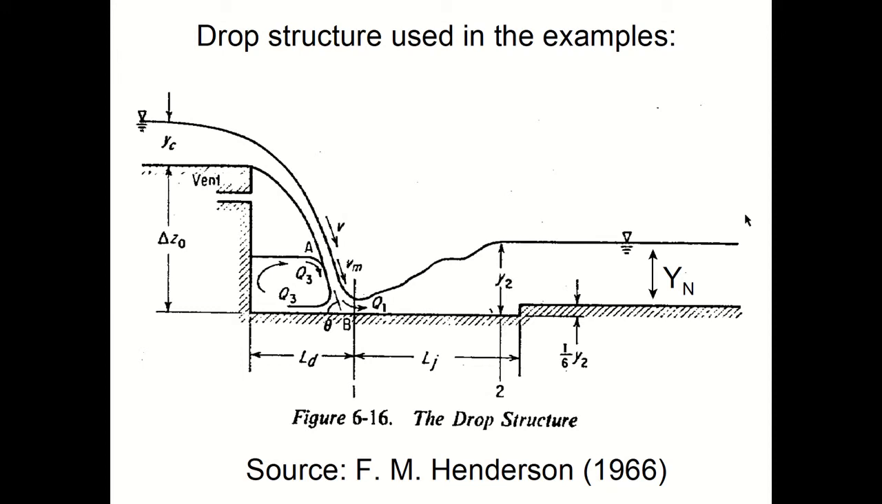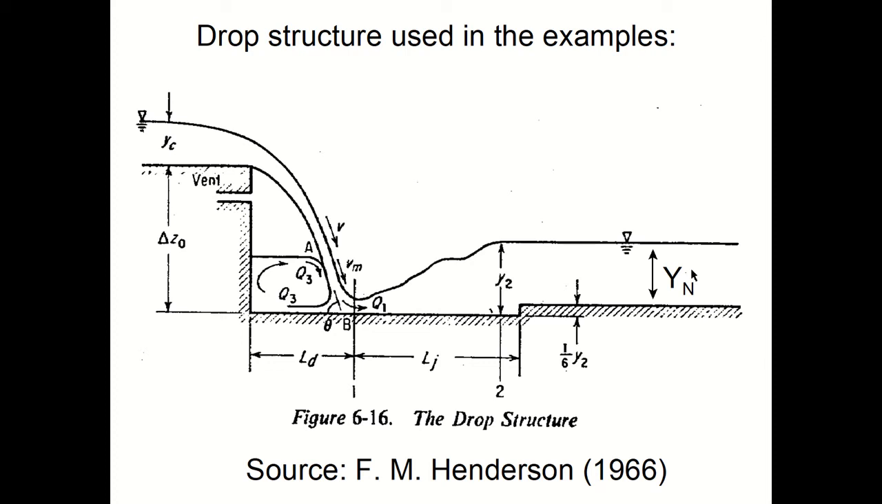The drop structure we're going to analyze is shown on this slide. The source of this drop structure was taken from F.M. Henderson's textbook that was produced in 1966. So you can see at the left end of the drop structure, the critical depth will exist. It will flow down. Part of the flow will recirculate, and part of the flow will then go through a hydraulic jump before it goes into the channel.